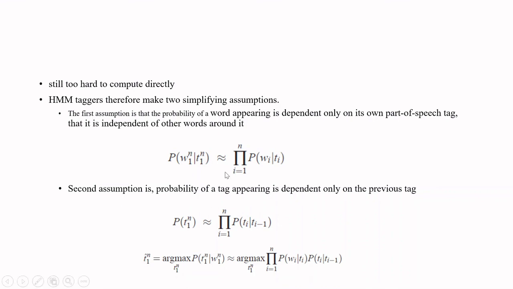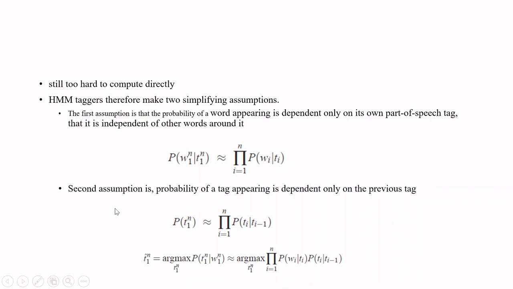So instead of taking this, it can actually be approximated like this. That is, probability of W1 given T1 into probability of W2 given T2 into probability of W3 given T3, etc. into probability of Wn given Tn. So you can approximate, not estimate, approximate this particular probability as a product of many probabilities, which will be easier to compute for us.